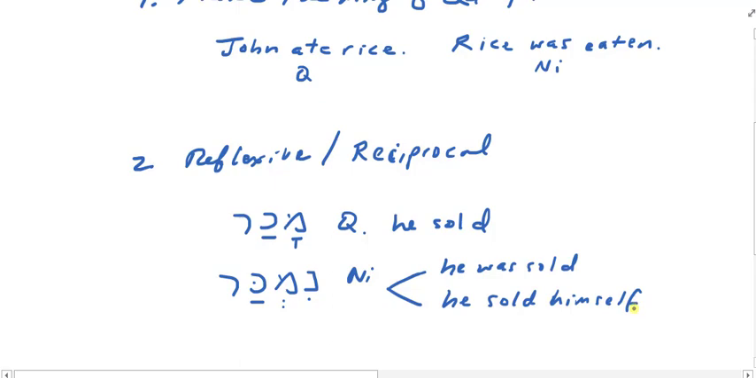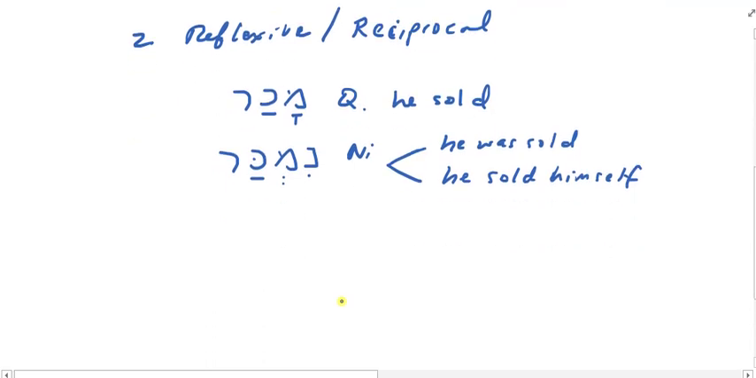If, for example, I'm talking about the evil of some king, who sold himself to do evil, I could use the Niphal for that. Nimkar. Okay? So you see how that works? That's the reflexive idea. The reciprocal idea, well, here, let me just make sure we're clear on this. If something's reflexive, that means that the subject acts upon himself. Okay?